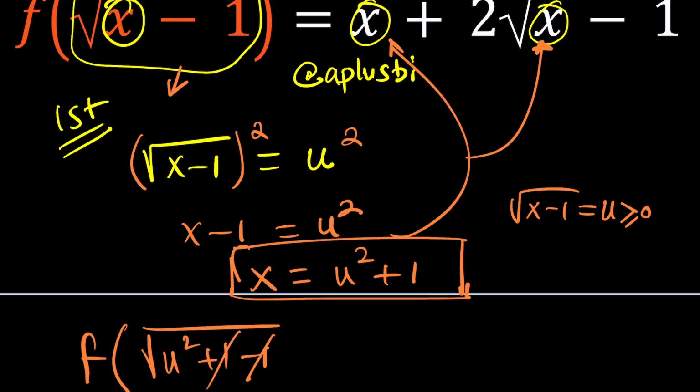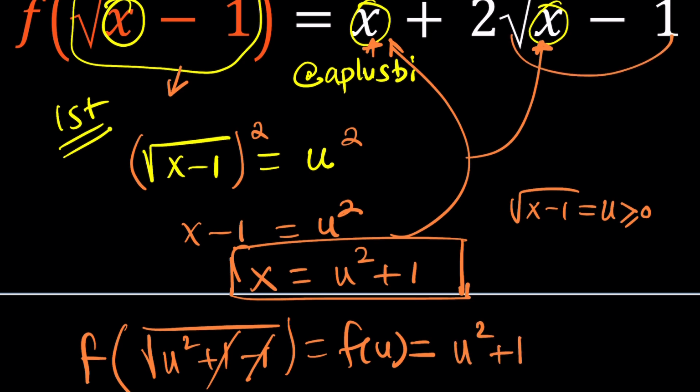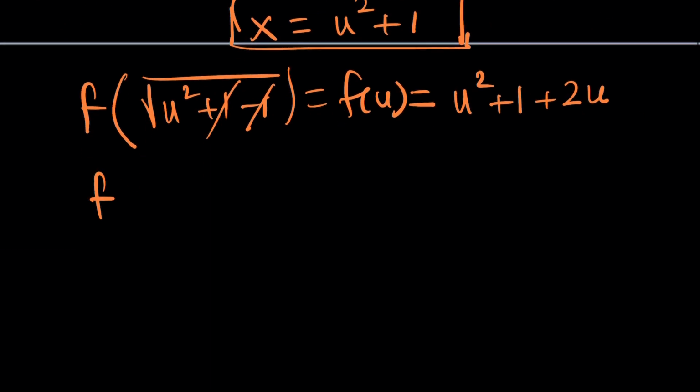Okay, so we did get f of u on the left-hand side, and on the right-hand side, what are we getting? Well, first of all, from here, we get u squared plus 1. And then here, you know that it's going to turn into a u, so we get that. Done. Case closed, right? But take a look at it. We don't want u to be the independent variable at the end. We want it to be x.